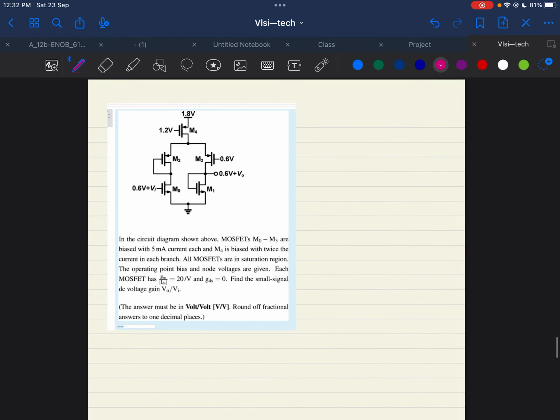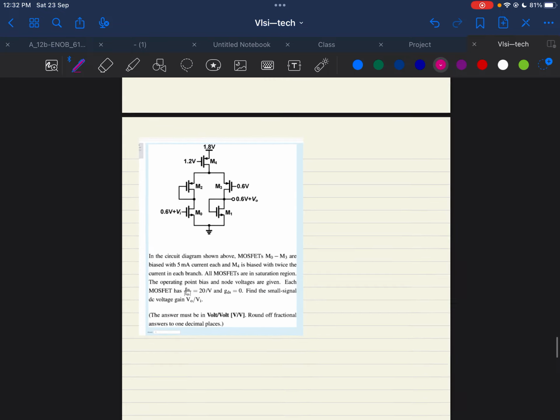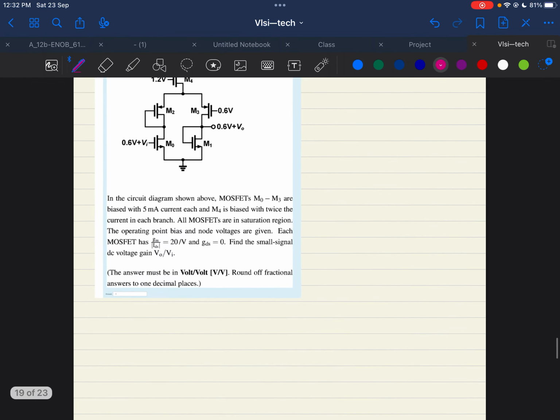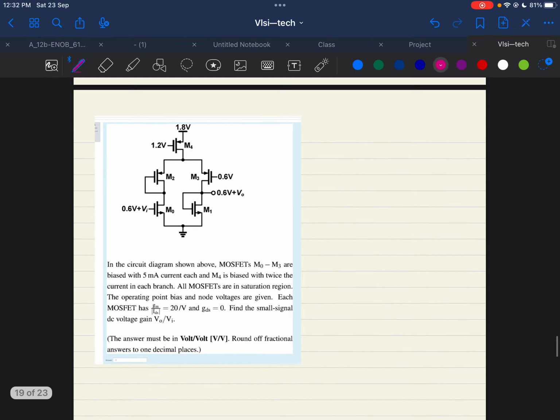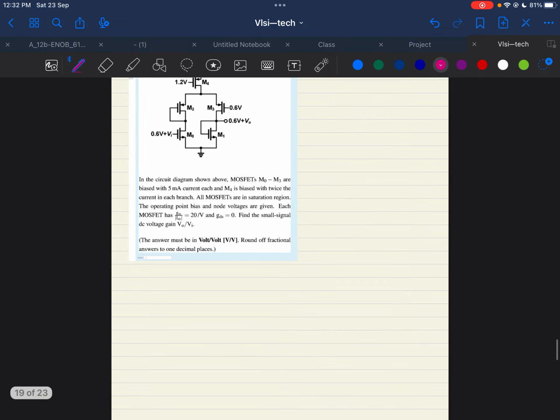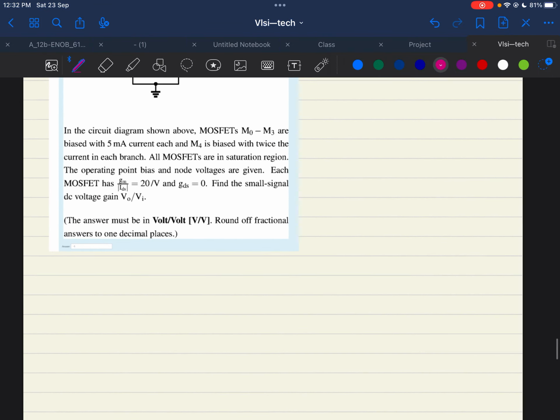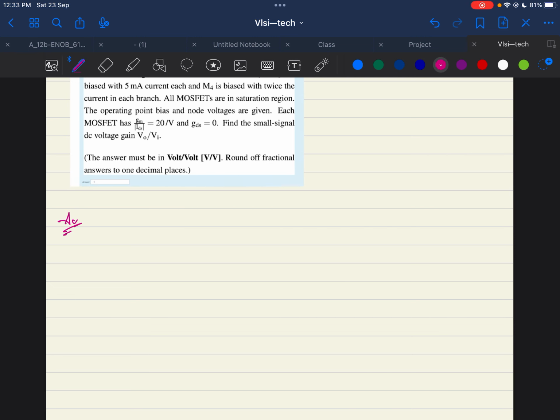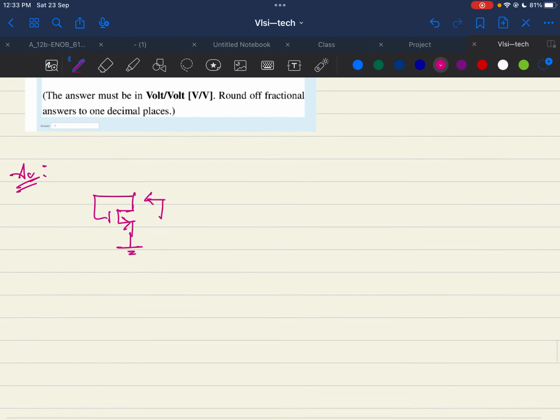Hello guys, this is a question asked in the IIT Madras Texas Instruments sponsored program. Here they have asked to find the voltage gain of this circuit. Before finding the gain, I want to tell you how to find the impedance of any transistor. Suppose this MOSFET is given where the gate and drain are shorted and the source is grounded, and they ask to find the impedance from the drain terminal.